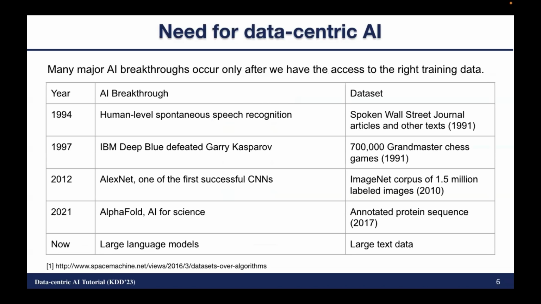At the same time, I would like to showcase several AI breakthroughs or milestones in the AI journey to see the need for data-centric AI. Here we list a few, including speech recognition, IBM Deep Blue, AlexNet, AlphaFold, and recently large language models, GPT 3.5 and GPT 4. As we can see in the last column of this table, almost all of these important milestones or AI breakthroughs correspond to the development of not only high volume, but also high quality data, right? For IBM Deep Blue, 700,000 grandmaster chess games were included in the training data.